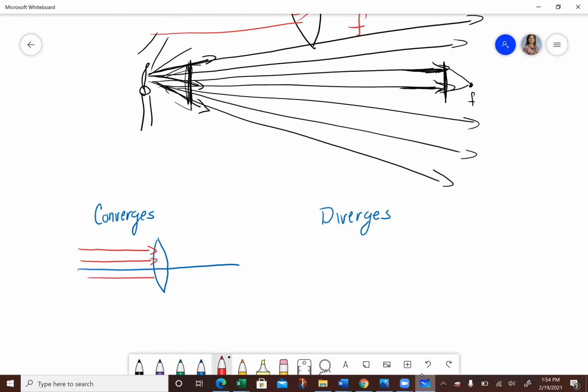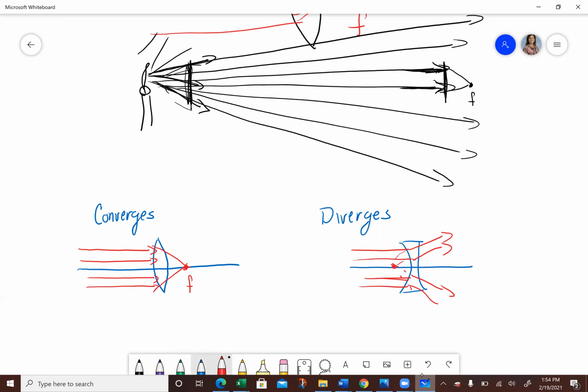So if we look at the light coming from an object that's far away, like the moon, as we had in our problem, right, it'll converge it to a single point called the focal point. But on a diverging lens, it'll take that parallel light and it spreads it apart, as if it came from the focal point. So we would imagine that it came from that.